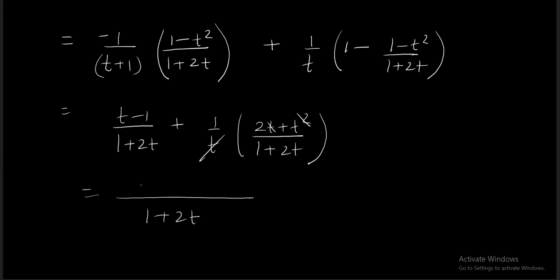Denominator is 1 plus 2t, numerator is t minus 1 plus 2 plus t. So ultimately you will find that we have the same numerator and the denominator. Cancel it and you are getting 1 as the answer. ठीक है. So answer to this question turns out to be 1. ये हमारे पास इसका answer आ जाता है.